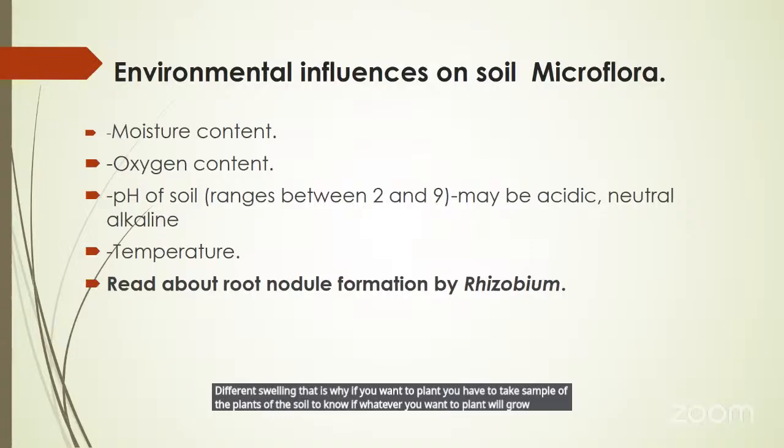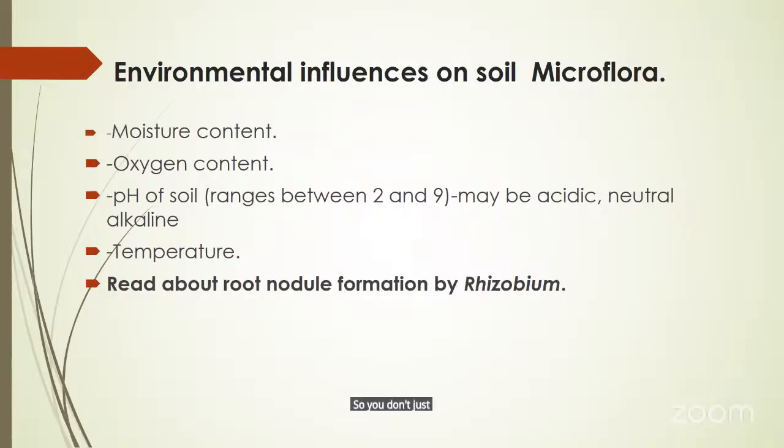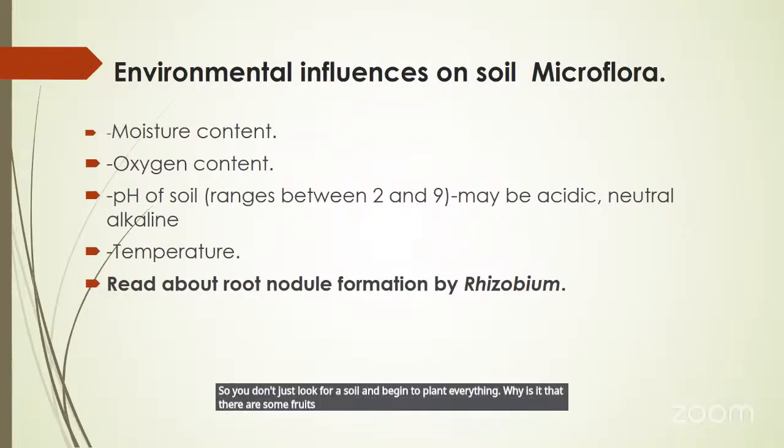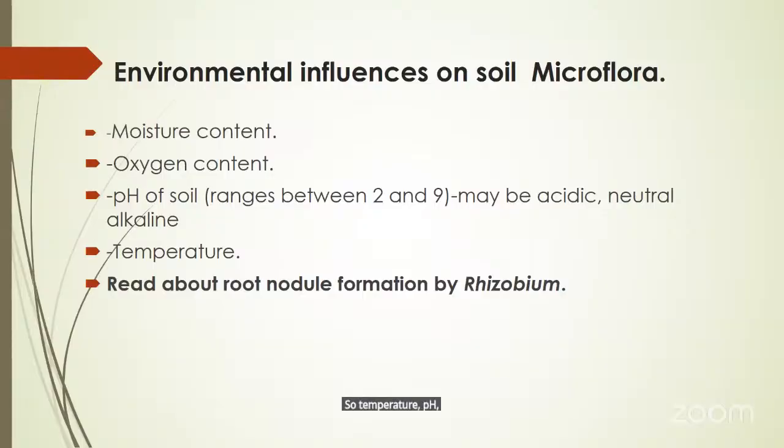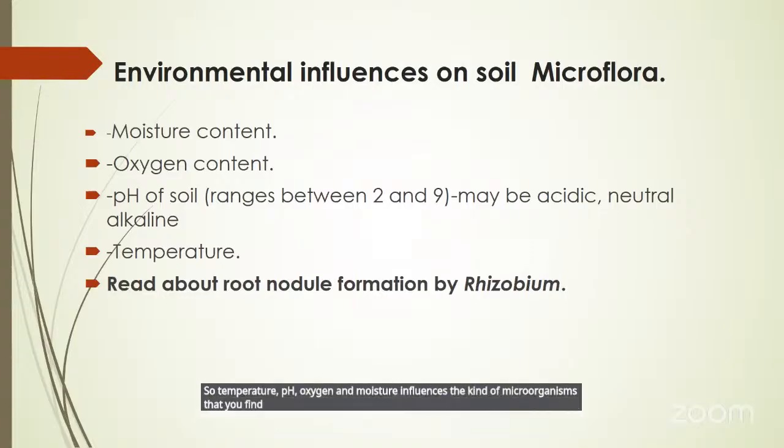While many plants will grow under acidic condition, plants like blueberries will not grow under acidic condition. So you don't just look for a soil and begin to plant everything. Why is it that there are some fruits or some plants that will grow in Nigeria, but you take them to a temperate region, they will not grow? So temperature, pH, oxygen, and moisture influence the kind of microorganisms that you find in soil.